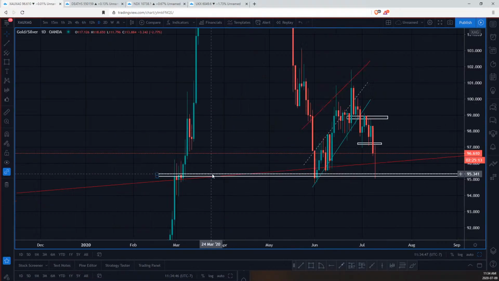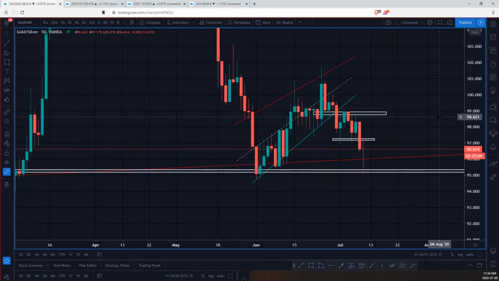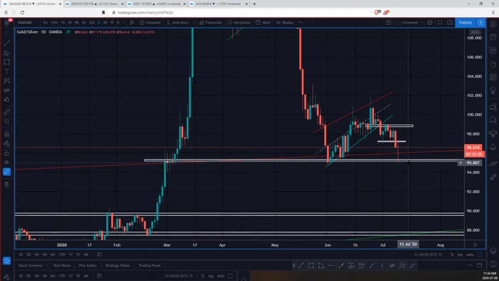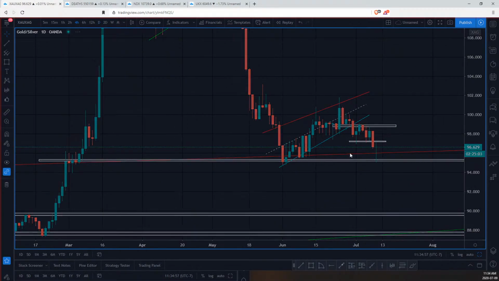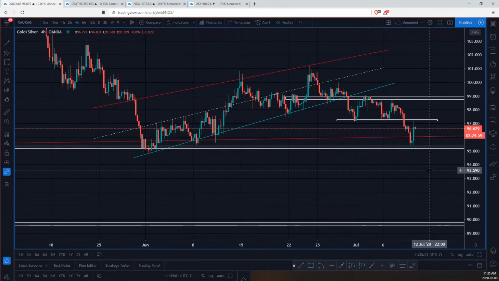When we do go back on the daily chart, we can see it was a previous level of resistance, now acting as a new level of support. So that was the original target for this ascending wedge, which it did hit. I would like to see it go a little bit further. We are getting a little bit of a rebound ever since gold and silver did make that sell-off.